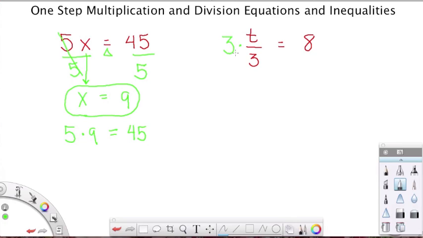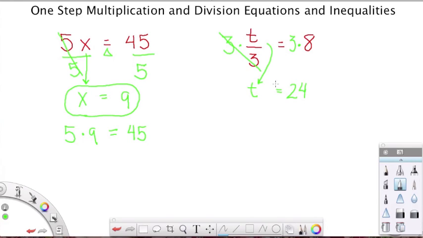And what we do to one side of the equation, we must do to the other. So we're also going to multiply this side by 3. We've got to keep things balanced. Okay, and when we multiply t divided by 3 times 3, that cancels out the 3's. And we have t all by itself. We transfer it down here. And t is going to be equal to 3 times 8, which is 24.